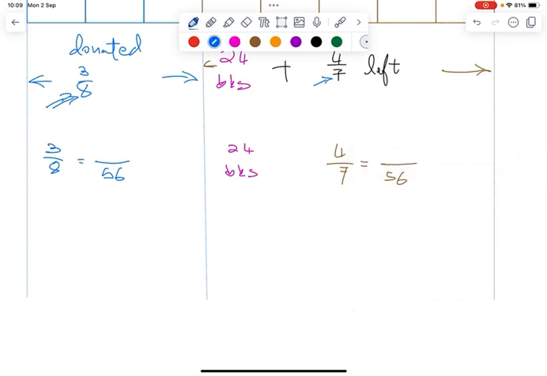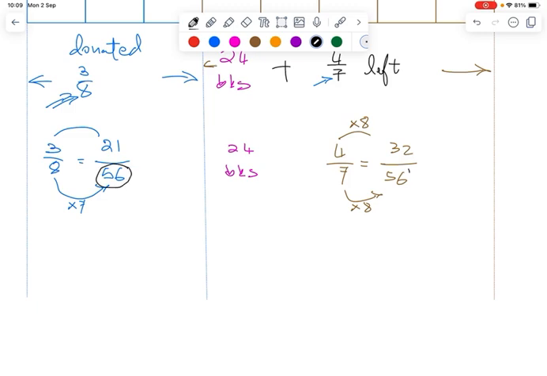8 times 7 is 56, so the numerator also times 7 will be 21. And 7 times 8 is 56, so the numerator 4 times 8 will give you 32. It means the total units of books now become 56 units, the total from one end to the other end.